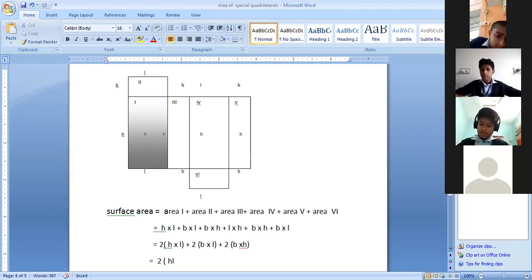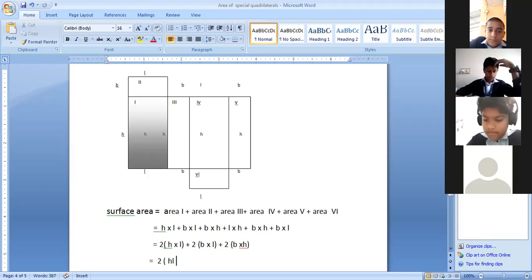H into L and HL are the same. The reason to omit the 'into' is that since we are using small letters to indicate the variables, the 'into' may sometimes be confused with X. So normally in the case of variables, 'into' is not used. We can omit that. We can say HL.